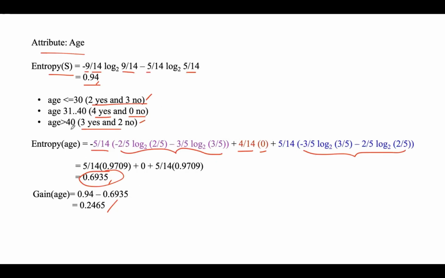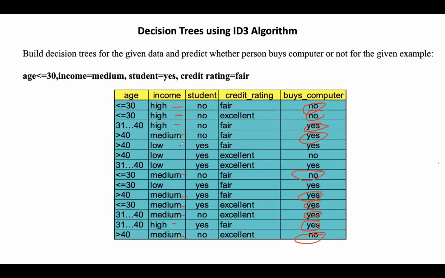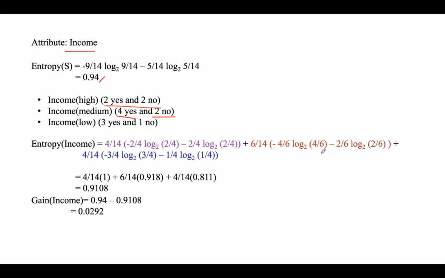Next, income low: 1, 2, 3, 4. Out of 4, yes is 1, 2, 3. So 3 yes and 1 no.